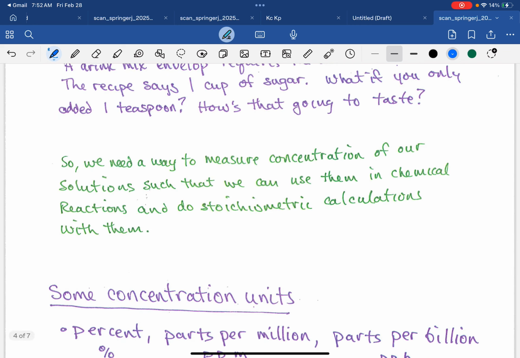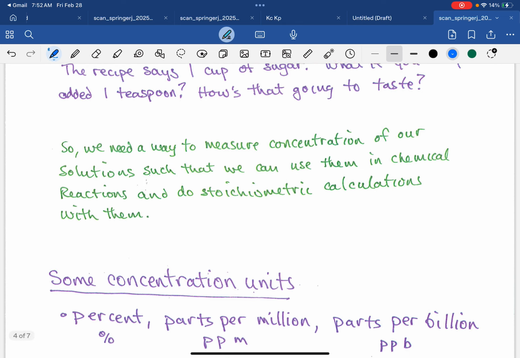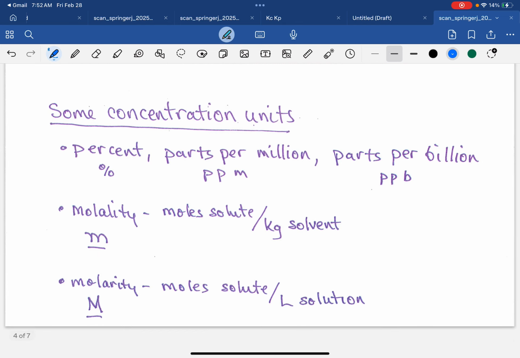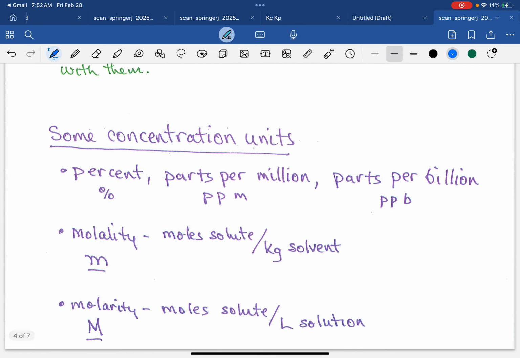So we need a way to measure concentration of our solutions in such a way that we can use them in chemical reactions to do stoichiometric calculations with them. And there are several concentration units that you might come across. Percent: there's percent by volume, percent by mass, but it's percent. You're familiar with the term percent. That means per 100, right? One you might be less familiar with, parts per million, which is like percent, only instead of 100, it's per million, or parts per billion, same idea.